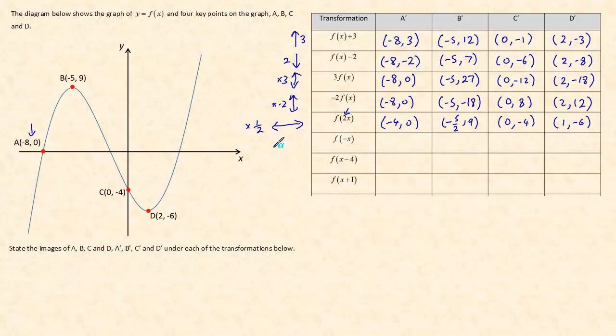F of negative x, we know that one is a horizontal dilation and the scale factor is negative 1. So that's going to affect the x coordinates. They're all going to become the negative. The y coordinates stay the same. So that's going to be 8, 0, 5, 9, 0, negative 4, and negative 2, negative 6.